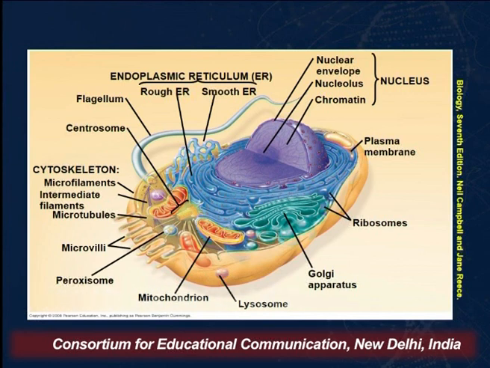We can see the nucleus, which has the nuclear envelope, nucleolus, and chromatin. Then there are the various organelles, like the rough endoplasmic reticulum, then the cytoskeleton, which contains the microfilaments, intermediate filaments, and microtubules, then the Golgi apparatus, lysosomes, and mitochondria. So the various membrane bound organelles can be found in eukaryotic cells.